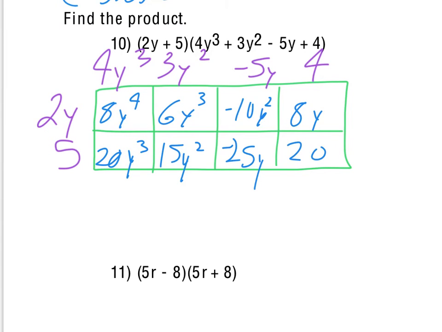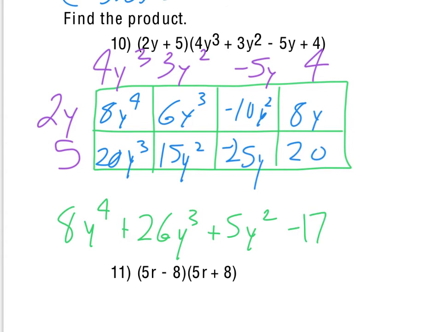Again, notice we do have some like terms with the y cubes, the y squareds, and the y's. Our highest degree term, though, is the 8y to the 4th. Combining the y cubes, they're both positive, so 26y cubed. The y squareds, we got a negative 10 and a positive 15. So that's 5y squared, minus 25 and an 8. So we're talking minus 17y and then plus 20.